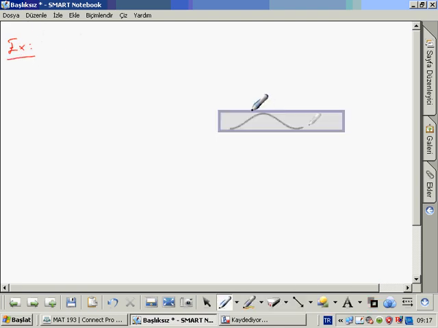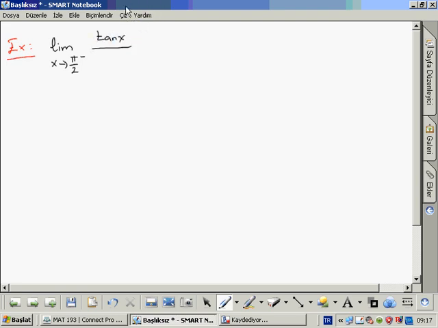Example: limit as x approaches pi over 2 from the left hand side of tangent x over 1 plus tangent x. We know, firstly as a reminder, that tangent x equals sine x over cosine x.